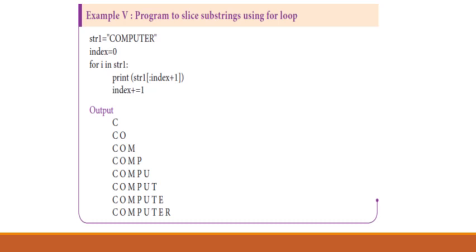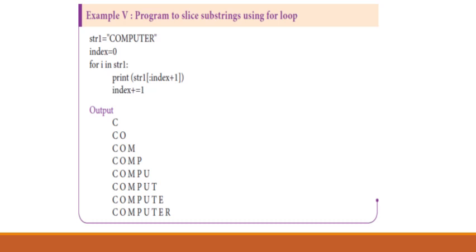Next, print str1 square bracket. This operator is called the slice operator. Here we didn't mention the start index value, so by default, it will take from 0. And the end value is 1. Remember, always it will consider the end value as n minus 1. So 1 minus 1 is what? 0. So it will print the 0th position character C first.